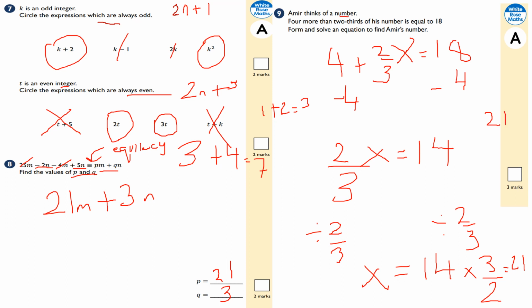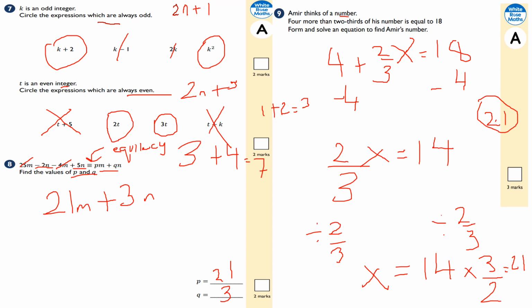And I can double check that. 2/3 of 21 will equal 14, because for a fraction of an amount, I do 21 divided by 3, which is 7, times 2 is 14, and then 4 plus 14 equals 18, so that does prove my answer is correct.